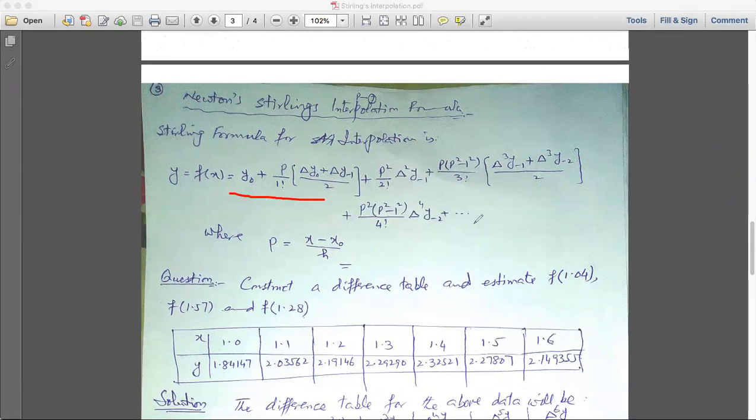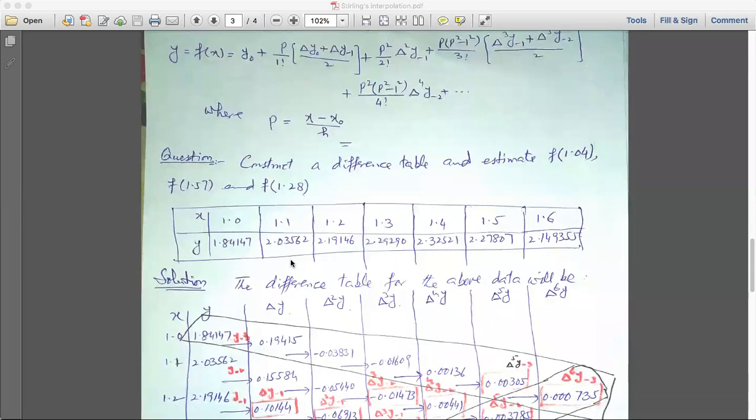This is the formula of Newton-Stirling interpolation, and the value of p is (x minus x naught) divided by h. What is h? h is the common difference of two consecutive values of x. x is a variable, x naught is the initial value, and we will see how we can apply this formula by using some question.